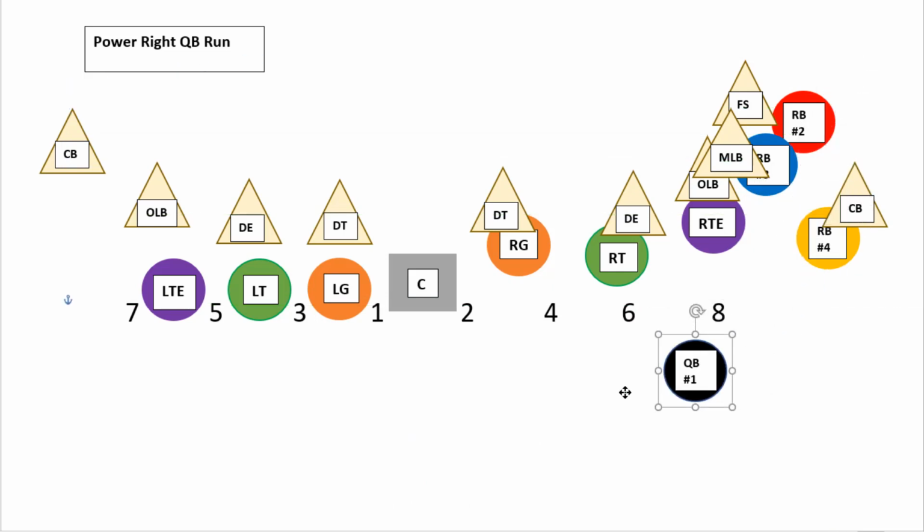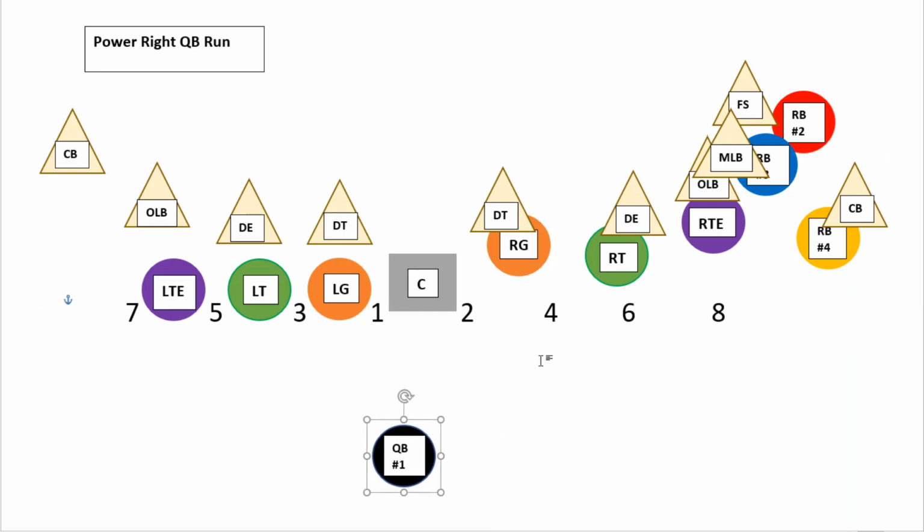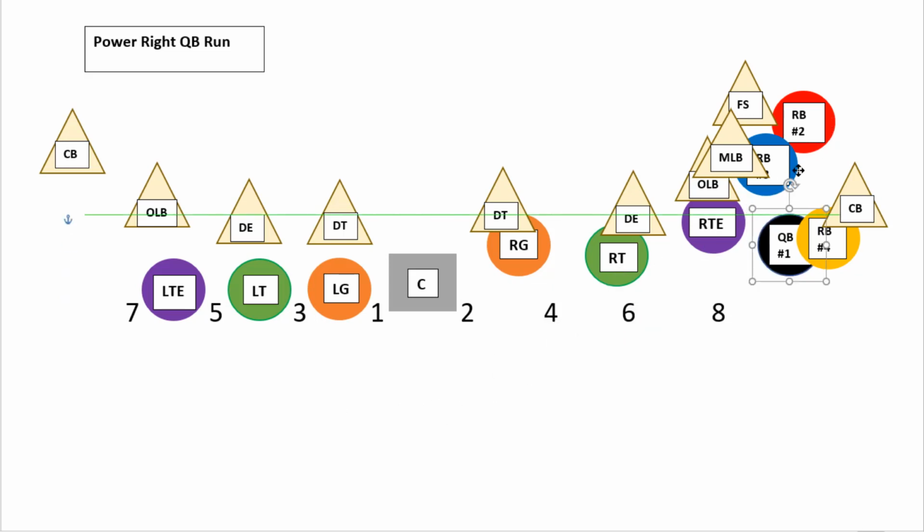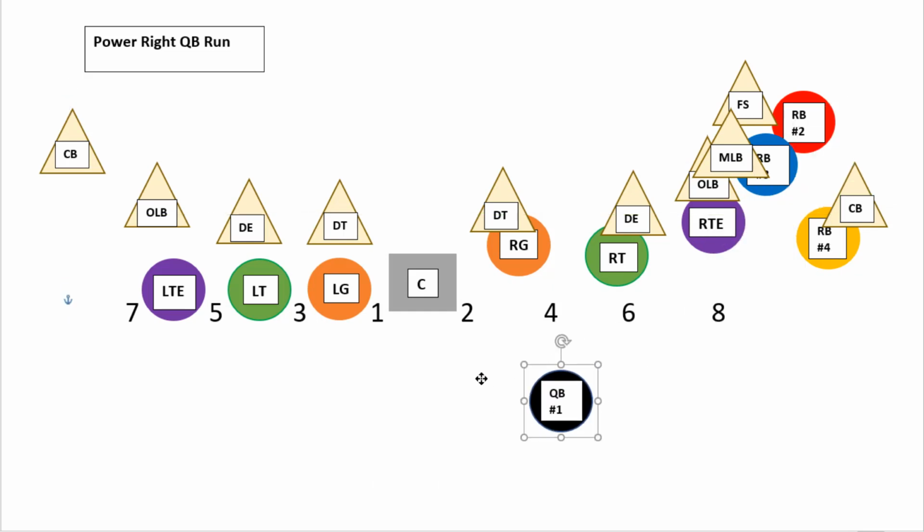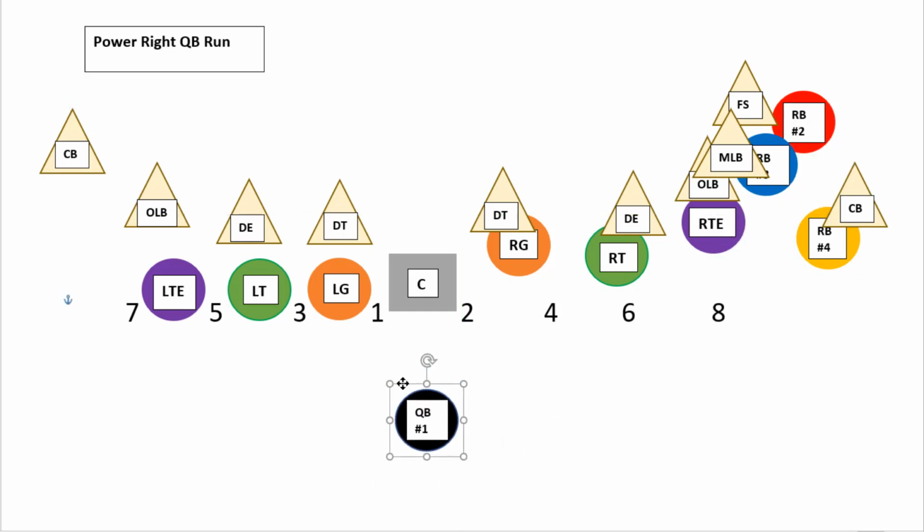And that's why we call this power right. And I told you it's more like a sweep, because what's happening is we're having lead blockers, running back number 4, running back number 3, running back number 2, and it's allowing the quarterback to sweep through this hole and make it through. So that's one way we want to run this power right run.